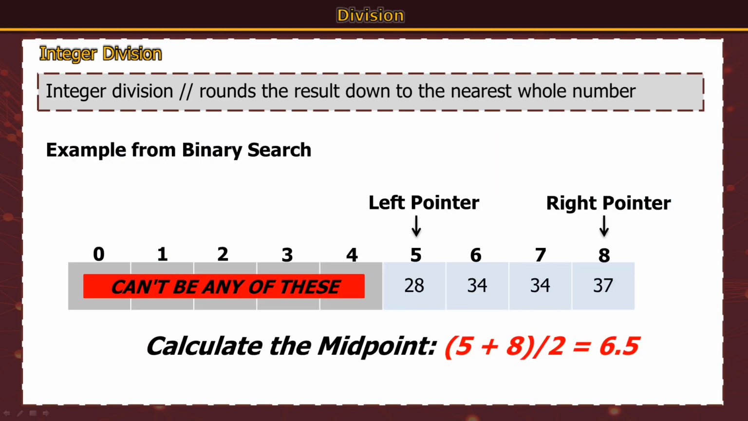Here's an example from one of my previous videos of me using integer division. Here, I'm looking for the midpoint, so I'm adding 5 and 8 together, and I'm dividing it by 2. This is for a binary search. The answer I get would be 6.5, but there isn't an item at index 6.5, I need a whole index. So I would apply integer division, and by doing this, I would get 6. So my new midpoint would be 6. This is just one of many examples when I could use integer division.